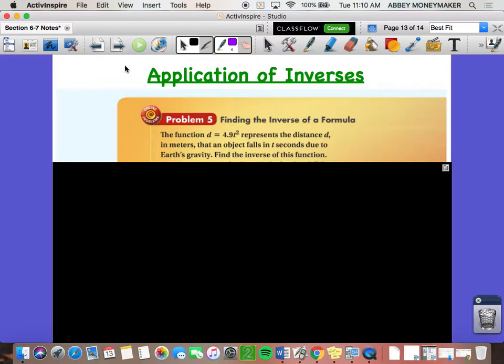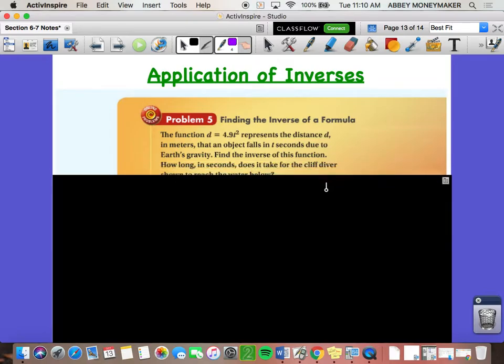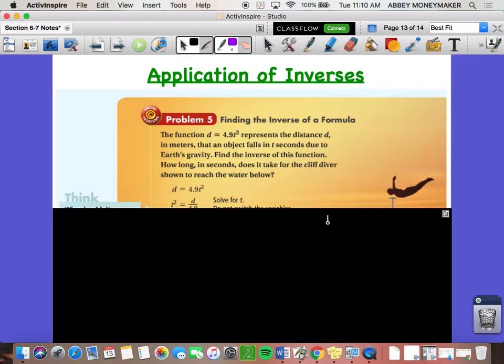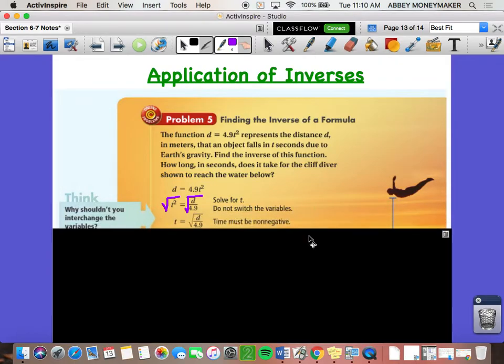So on problem number 5, it says the function d equals 4.9t squared. This represents the distance an object falls due to the pull of Earth's gravity. So it says find the inverse of this function. Okay, again, you're not going to go switching the d and the t. All you're going to do is isolate the t. So the first thing we're going to do is divide both sides by the 4.9. And then we take the square root of both sides. So when you take the square root, normally you would have plus or minus, correct? But since time, that's what our t value represented here, time cannot be negative, so we only take the positive.